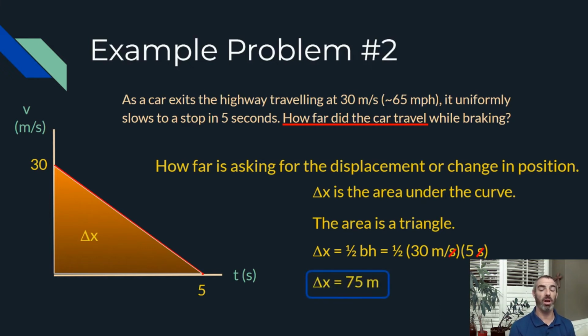Now again, you might be thinking, oh my goodness, that was incredibly easy compared to using the kinematic equations. And again, you might be right, but it's just a comfort level. Do you feel comfortable drawing velocity time graphs?